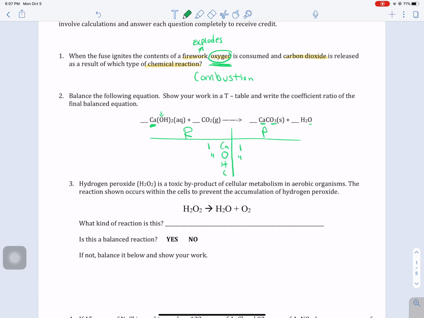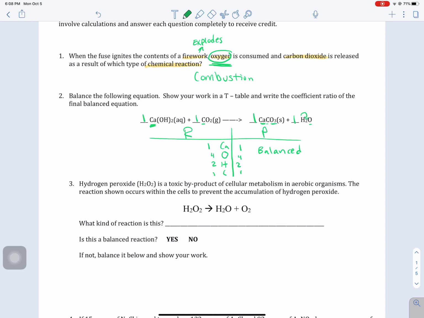Hydrogens, same concept. We have 1 right here, but you see that there's a 2. Same thing over here, there's a 2. Make sure you're looking at the subscript. And then for calcium, here's 1 and here's 1. So if you notice, these are all balanced. So each coefficient will be a 1.